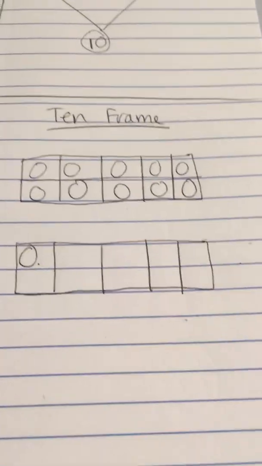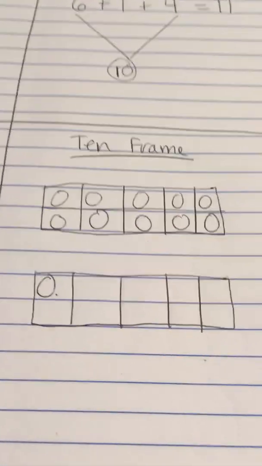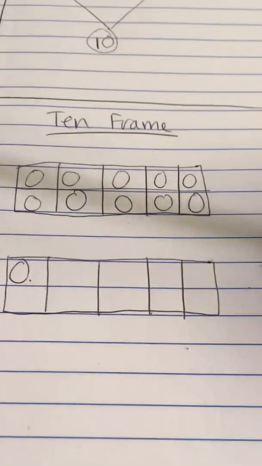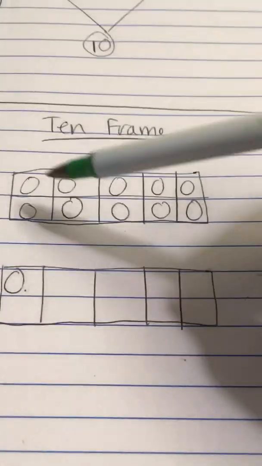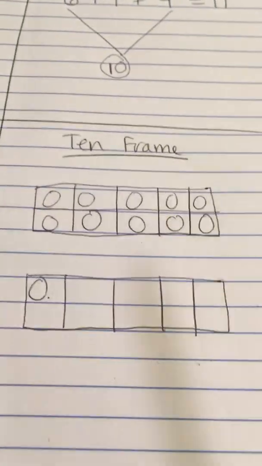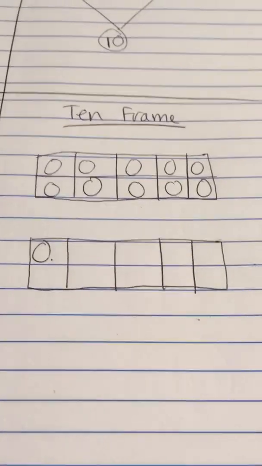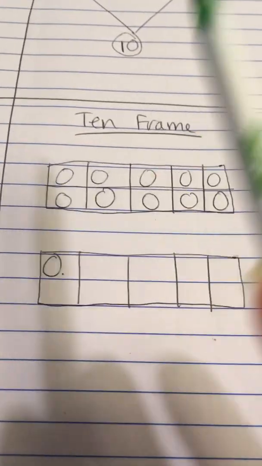Okay? Now, if we count these, remember, when a 10 frame is filled, we just say 10. We don't count each one because we know if it's filled, it's 10. So count with me. 10, 11. So we counted on. We started at 10, 10, 11. So that's our total.